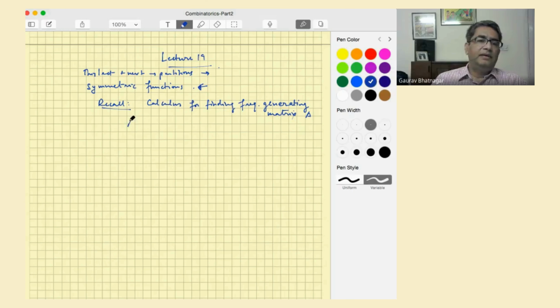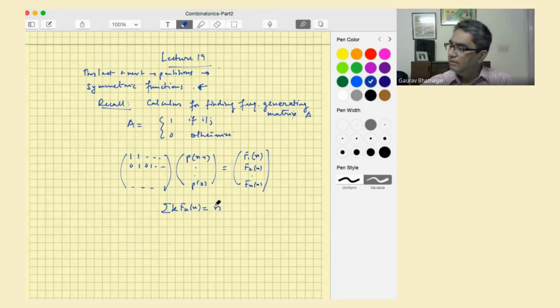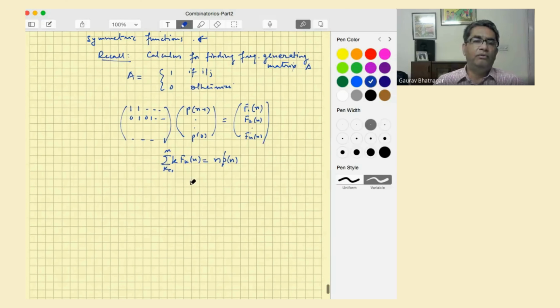In the easiest case, this was the matrix. If you take an n by n matrix from here, and then on this side you have p of n minus 1 to p of 0, this would give you f1n, f2n, and so on. And this, together with the fact that the sum of k fkn is equal to n pn, we can determine everything starting from p0 equal to 1.